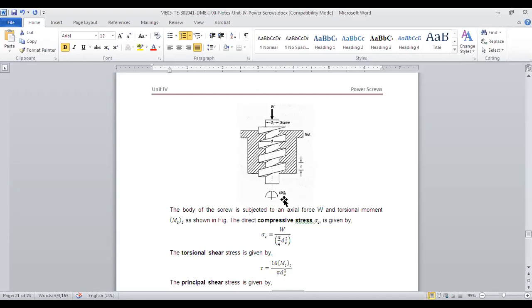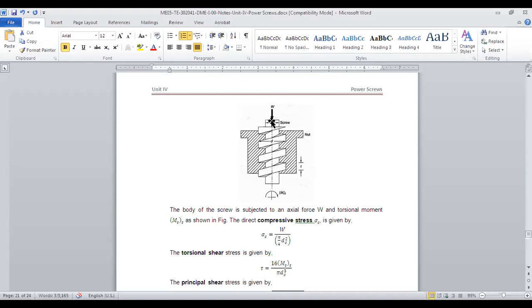So this total torque will be taken care of by this central part. Now just forget about the threads and assume the central part is there. So this central part has two kinds of loads. One is a load W, because you are putting a weight or you are holding something. So because of that, it will have a compressive force, that is W upon what is the area which is opposing that, pi by 4 DC square. So that is the core diameter.